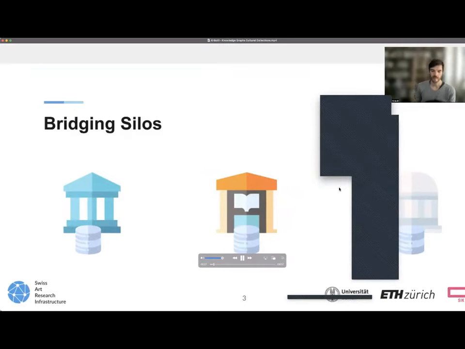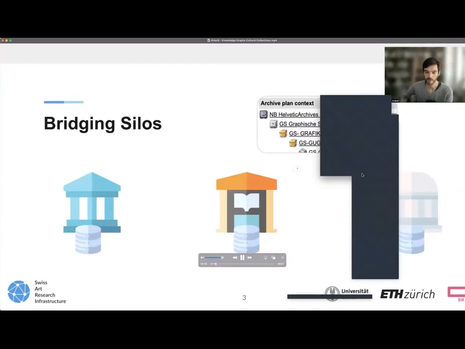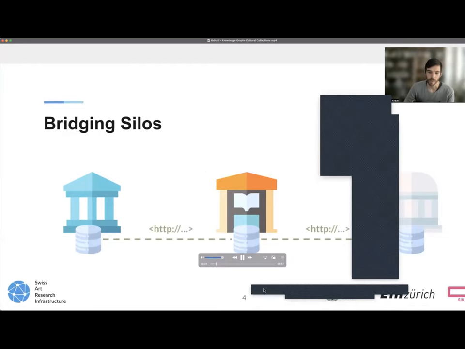Institutions like museums, libraries, and archives all catalog their holdings within their own databases. In addition, they use domain-specific metadata standards to catalog their data, and they are not necessarily compatible with each other. So cultural data ends up in individual silos held by their respective institutions. And linked data could bridge these silos by identifying and connecting individual pieces of data within those databases using URIs.